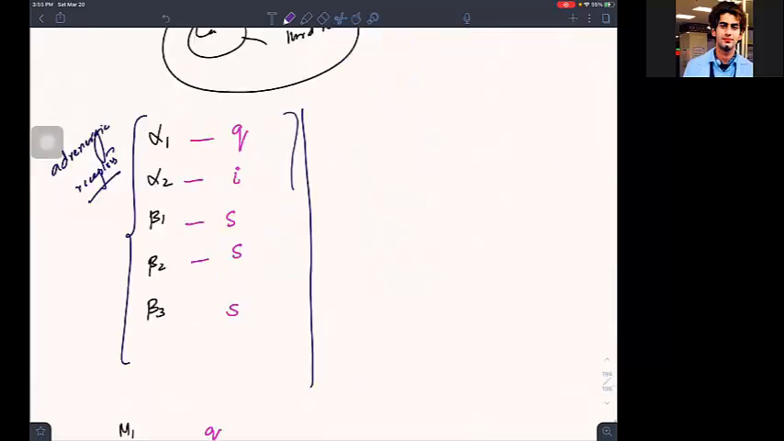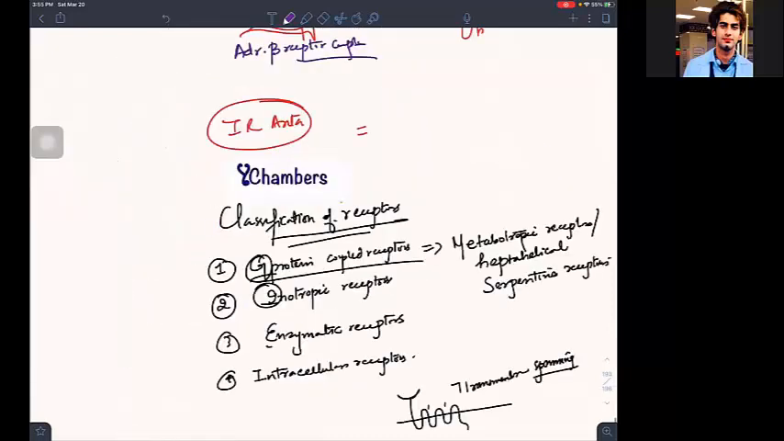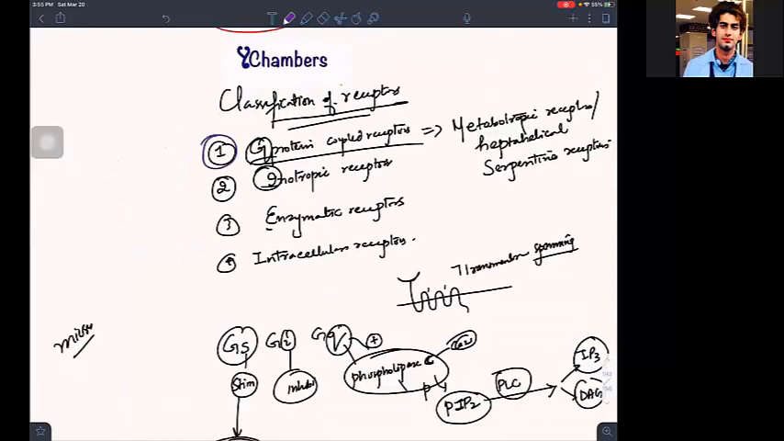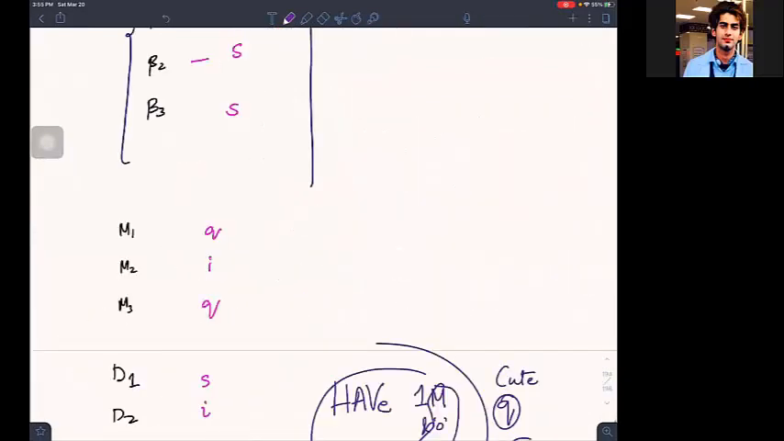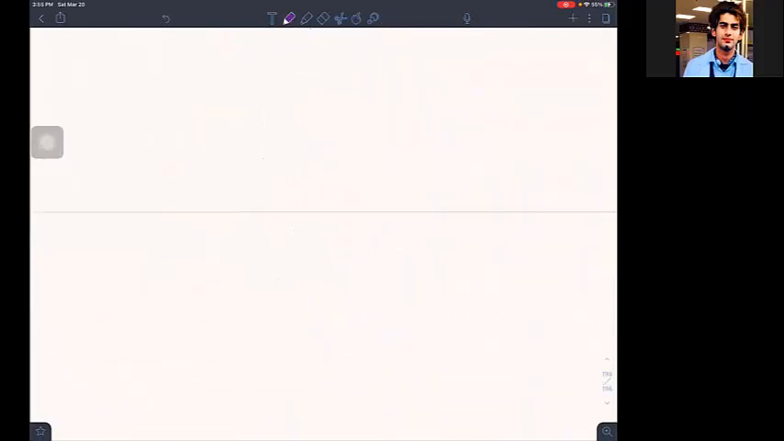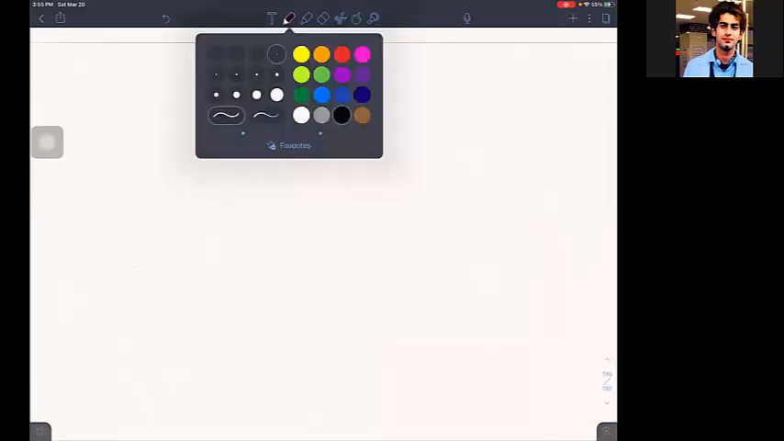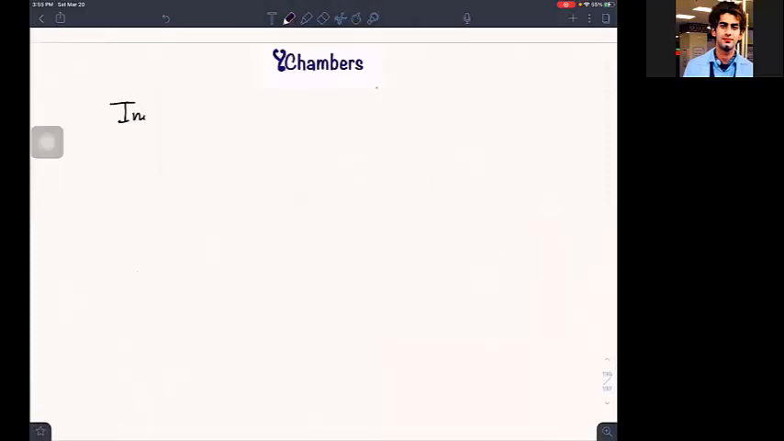Now see, if I talk about the inotropic receptors, how many receptor types have we discussed? G protein coupled, but inotropic we haven't discussed. So let us talk about inotropic receptors. What are the inotropic receptors?